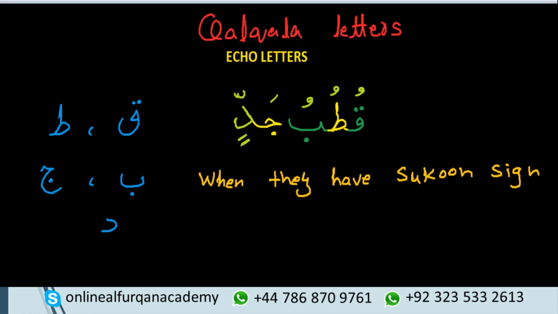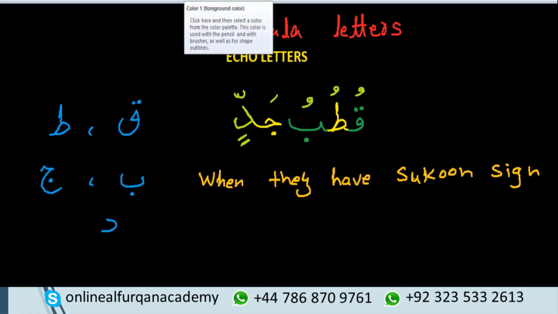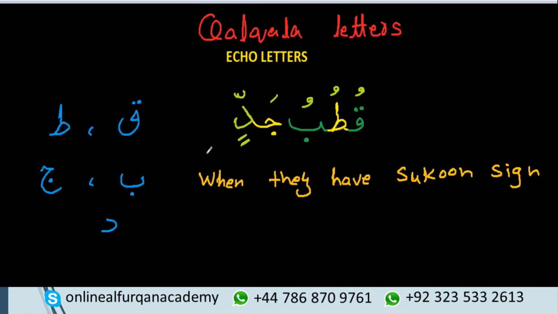That is the condition. All the time we are not going to apply echo sound on these 5 letters. In case letter Qaf has fatha, we just pronounce it normally, Qa or Ta. So that time we are not making echo sound on these letters. By the way, what does echo mean? It means that the sound is bouncing back a little bit, and it happens naturally when these letters have sukoon sign. So whenever you see that any of these 5 letters has a sukoon sign, that time we are going to apply echo sound.